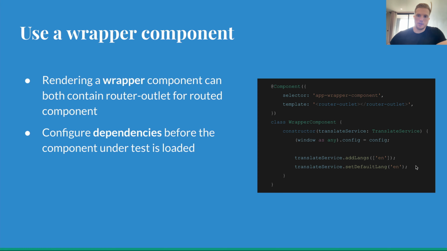Use a wrapper component. So I recommend setting up a wrapper, especially because it's needed for when we trigger the router navigate. We need a router outlet to render the component under testing. And also there could be other initialization logic we need to run before we render the component under test. For example, setting the language, make sure we have translations so we don't just see the translation keys, setting some config values on the window, like here. Yeah, so everything is set up correctly before we render the component under test.